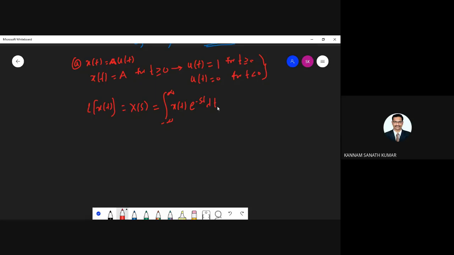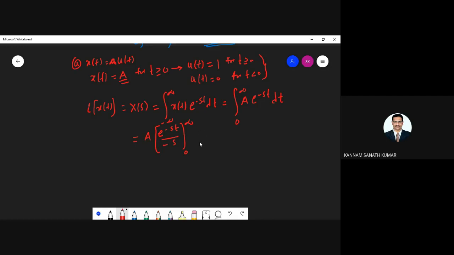This is defined only from 0 to infinity. That means the given function is defined only from 0 to infinity; for t less than 0, the value is 0. For t greater than or equal to 0, x of t equals A, so we get the integral of A into e power minus st dt. This equals A into e power minus st by minus s, since the integration of e power ax is e power ax by a, between the limits 0 to infinity.